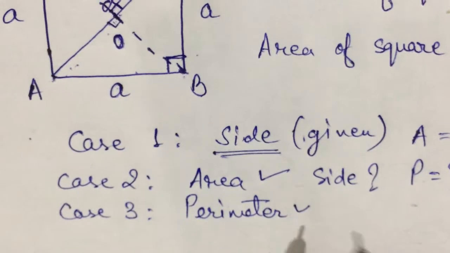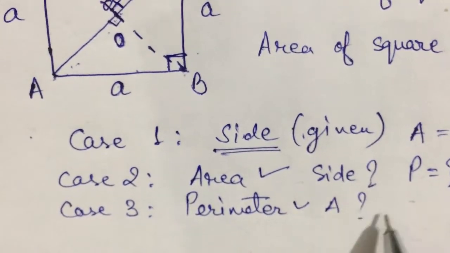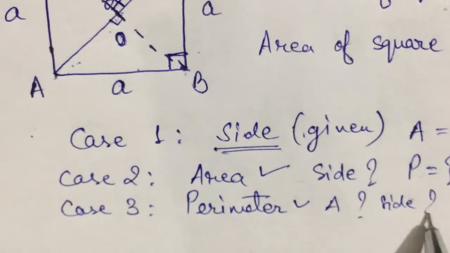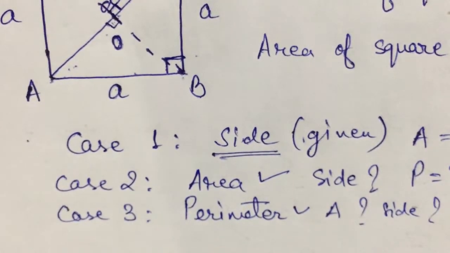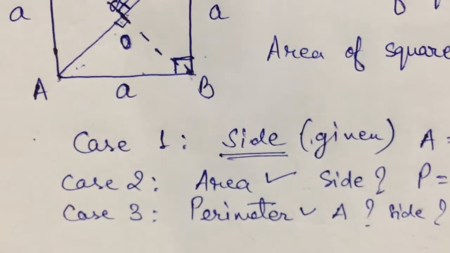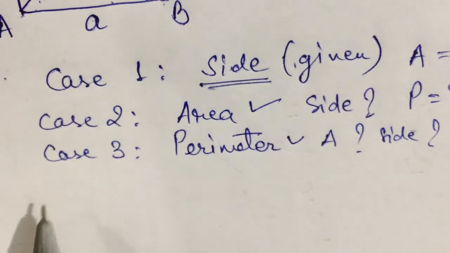They will give you the perimeter, and they'll ask you to find out the rest of the things, like area, like side, like the cost of fencing, and so many other things. So you have to understand what exactly is given in the question, and accordingly you'll proceed.